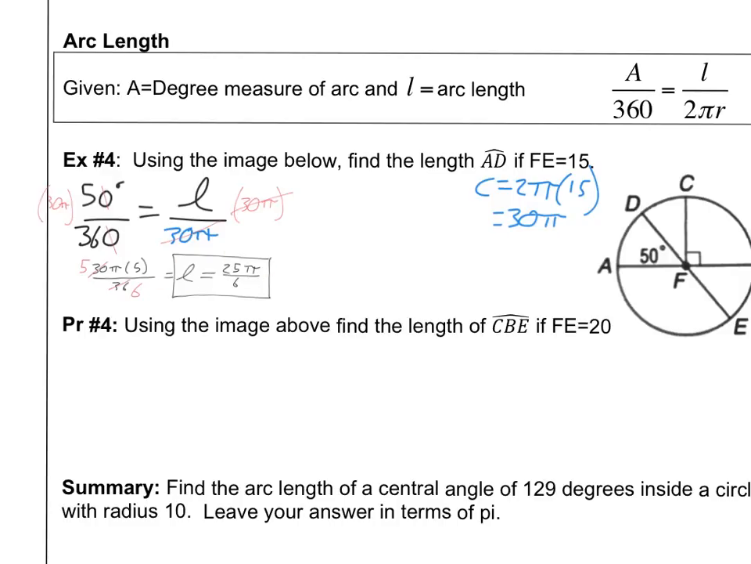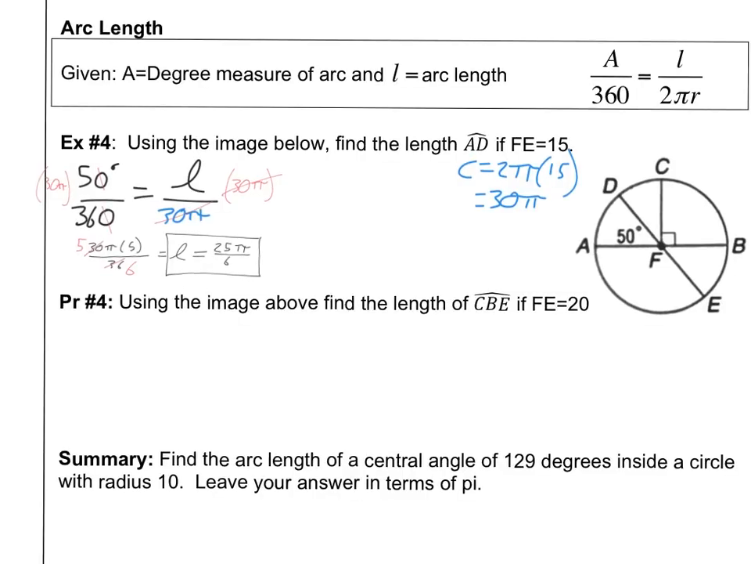We're done. Alright, I want you to try practice number 4 on your own. It says, using the image above, find the length of arc CBE. And now they're saying that FE is 20. So remember, I have changed the radius for you guys. The radius is now 20. It's not 15. Go ahead and give it a try, and we'll check back in a second.